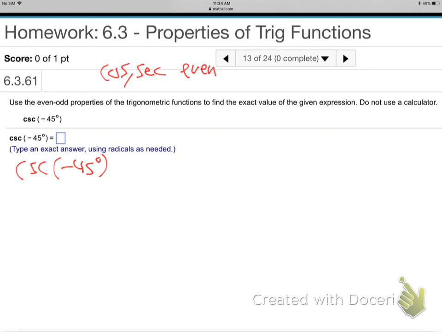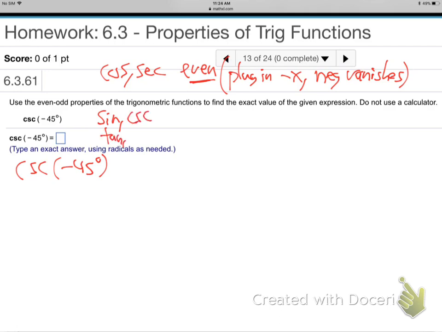Now, what does that mean, even? That means they're even functions. You plug in negative x, and the negative vanishes. Well, cancels, whatever. Sounds dramatic. It vanishes. The other four, sine and his upside down cosecant, tangent and his upside down cotan, those are all odd functions. And what that means is you plug in. Oh, we've done even and odd, huh? You might remember what even and odd are. No? Yeah, right.